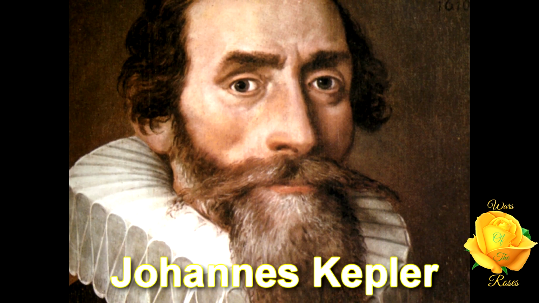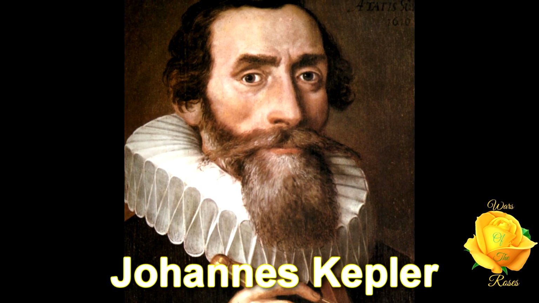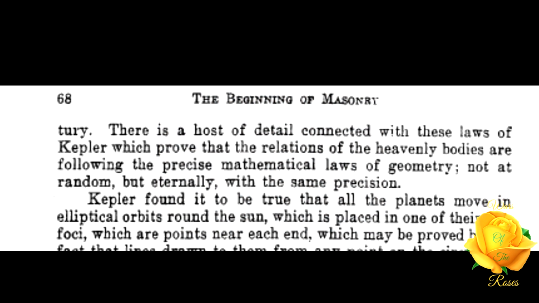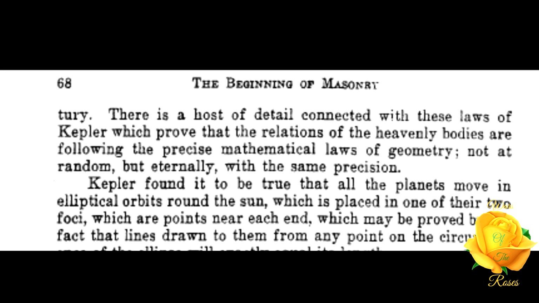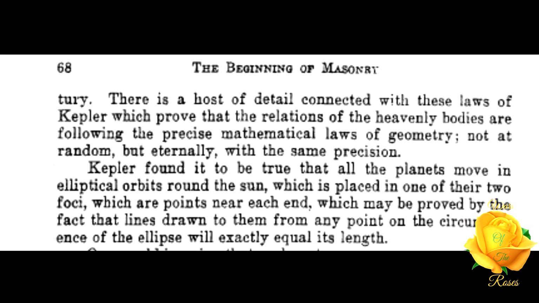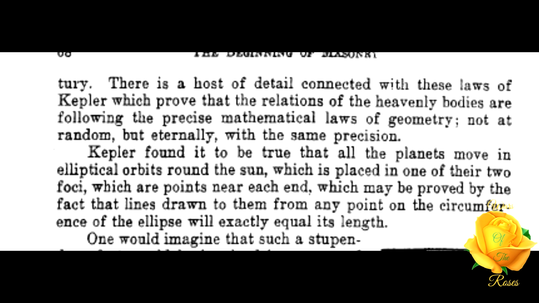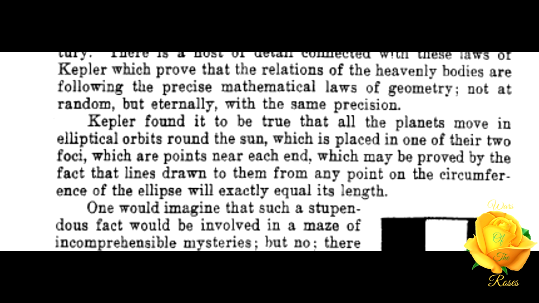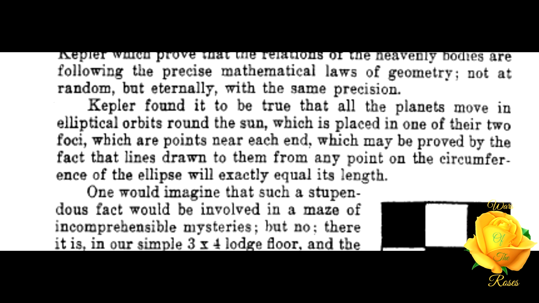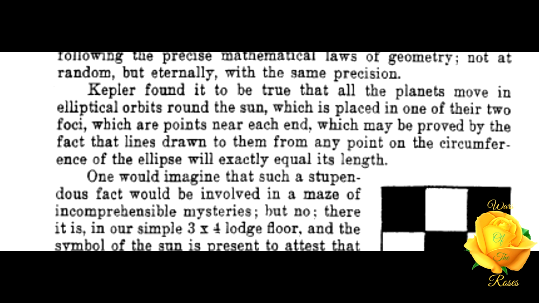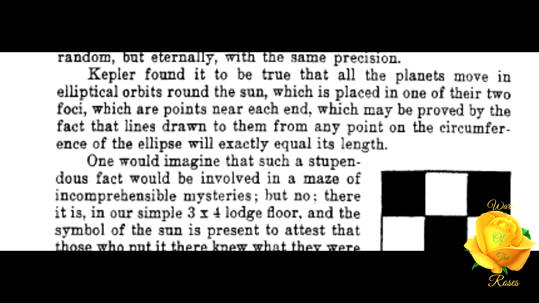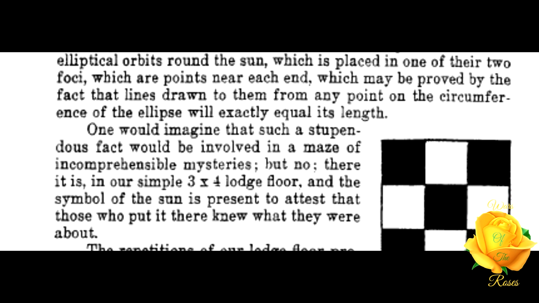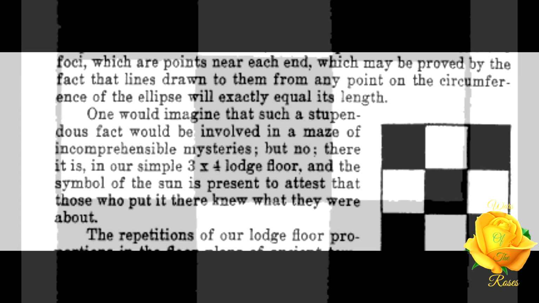It was the astronomer Kepler who is supposed to have discovered the laws of planetary orbits in the late 16th century. There is a host of detail connected with these laws of Kepler, which prove that the relations of the heavenly bodies are following the precise mathematical laws of geometry, not at random but eternally with the same precision. Kepler found it to be true that all the planets move in elliptical orbits round the Sun, which is placed in one of their 2 foci, which are points near each end, which may be proved by the fact that lines drawn to them from any point on the circumference of the ellipse will exactly equal its length.